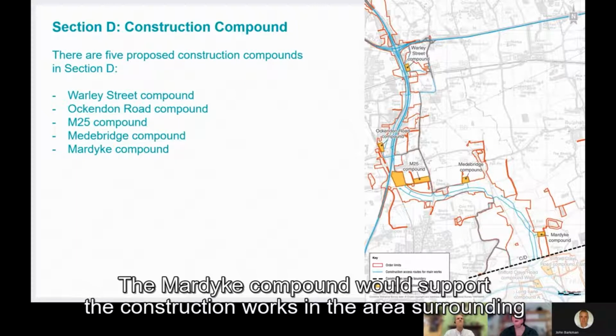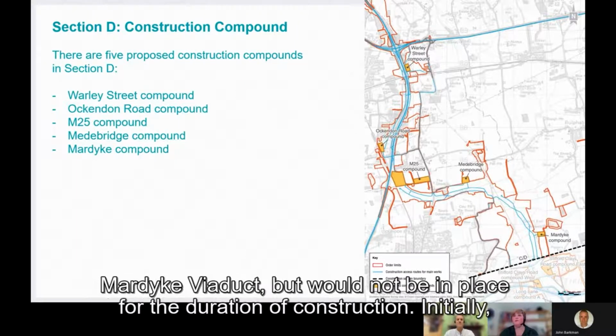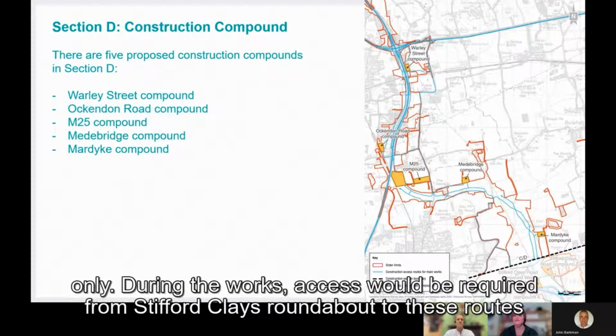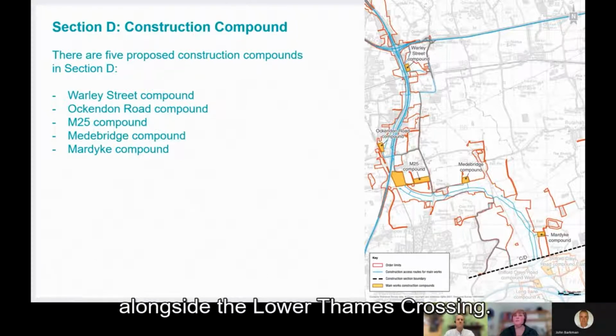The Mardyke compound would support construction works in the area surrounding the Mardyke Viaduct, but would not be in place for the duration of the construction. Initially, access would be via Green Lane until we set up temporary haul routes for construction traffic only. During the works, access would be required from Stifford's Clay roundabout to these routes alongside the Lower Thames Crossing.